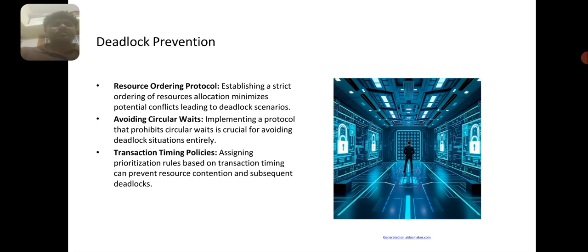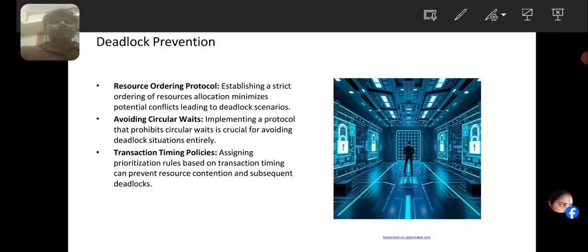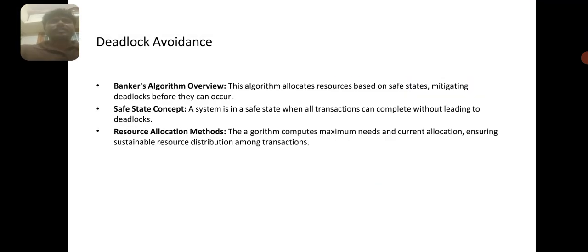Next is avoiding circular waits. Implementing this protocol prohibits circular waits, which is crucial for avoiding deadlock situations entirely. Then the transaction timing policy, which prioritizes rule-based transaction timing, can prevent resource conflicts and subsequent deadlocks.